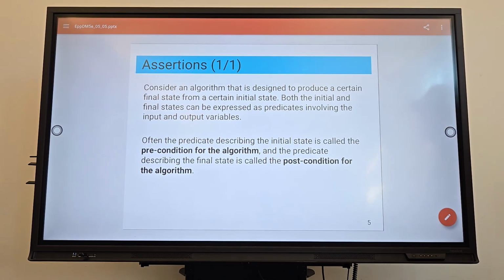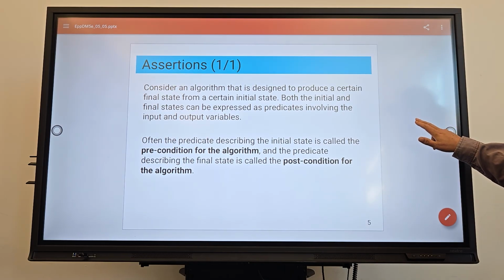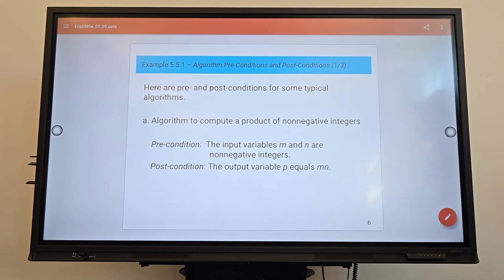Assertions. Consider an algorithm that is designed to produce a certain final state from a certain initial state. Both the initial and final states can be expressed as predicates involving the input and output variables. Often, the predicate describing the initial state is called the precondition for the algorithm, and the final state is called the postcondition for the algorithm. Here are pre- and postconditions for some typical algorithms.